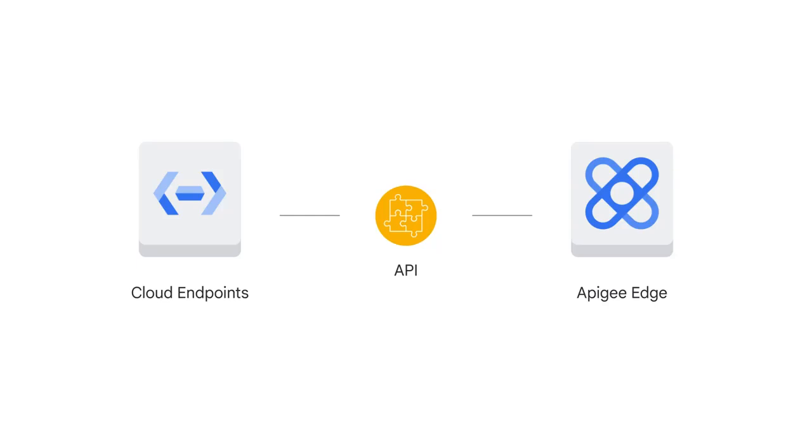Now that you've had a thorough overview of App Engine, let's transition to Cloud Endpoints and Apigee Edge. These are management tools for Google Cloud's Application Programming Interface, or API. So what exactly is an API?